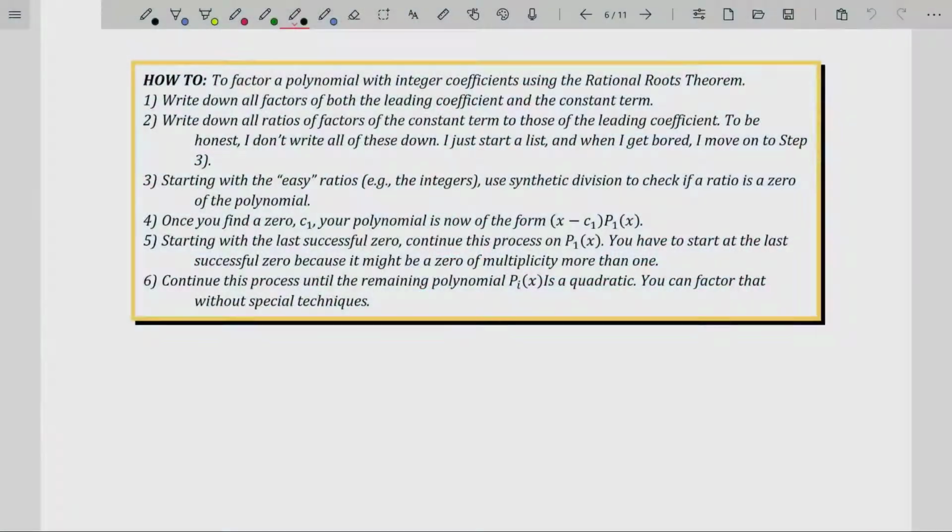Hello, my name is Roy Simpson, professor of mathematics at Cosumnes River College in Sacramento, California. And in this video, we're going to continue forward with the rational roots theorem by showcasing a few examples. How do you use it?